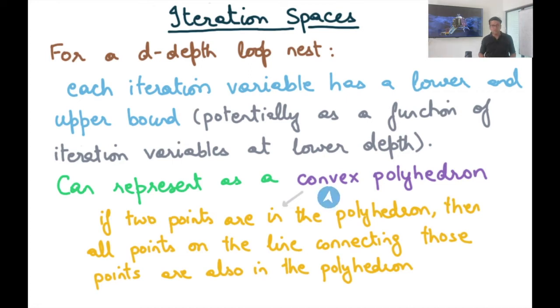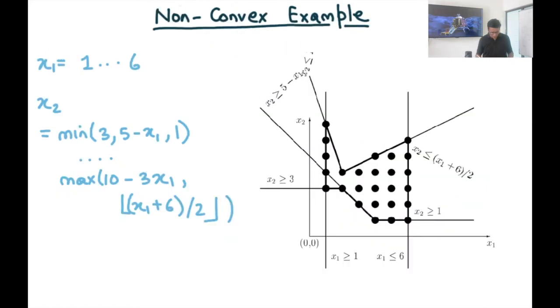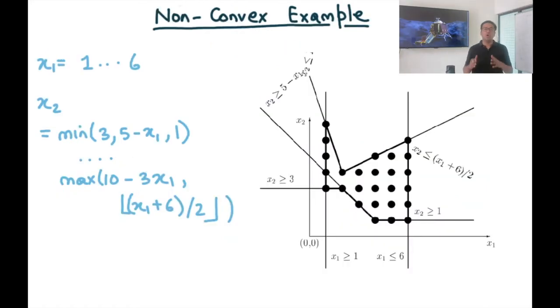And recall, what is the definition of a convex polyhedron? This is the definition of convexity: a polyhedron is convex if and only if, when two points are in the polyhedron, then all points on the line connecting those two points are also in the polyhedron. And we saw an example last time. So let me take an example of a non-convex polyhedron to show the counter case.